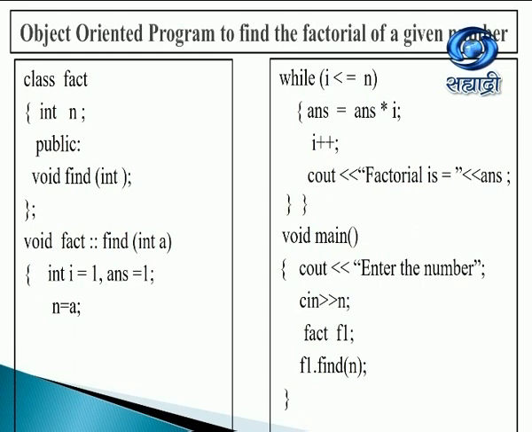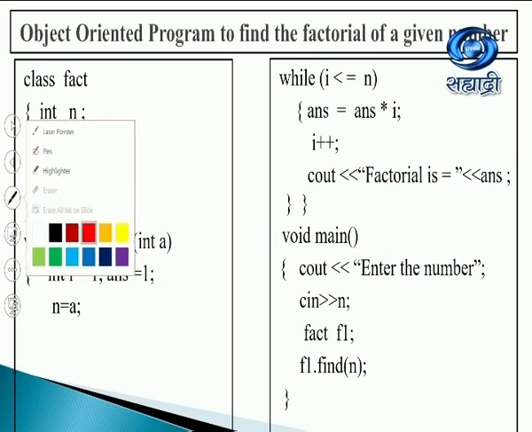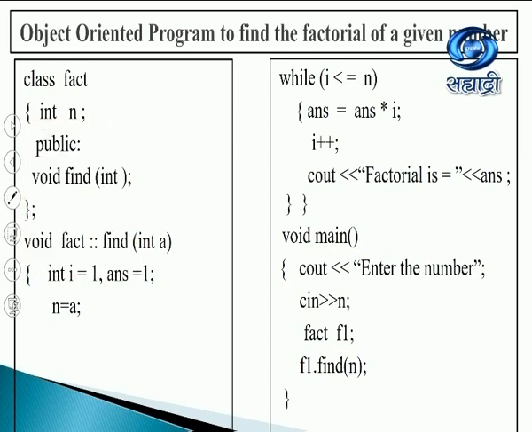In void main, we say enter the number. We say fact f1 is the object, and we call the function using f1 dot find. So using object-oriented programming, the same factorial we can find in a slightly different way. As I said, the logic remains the same.